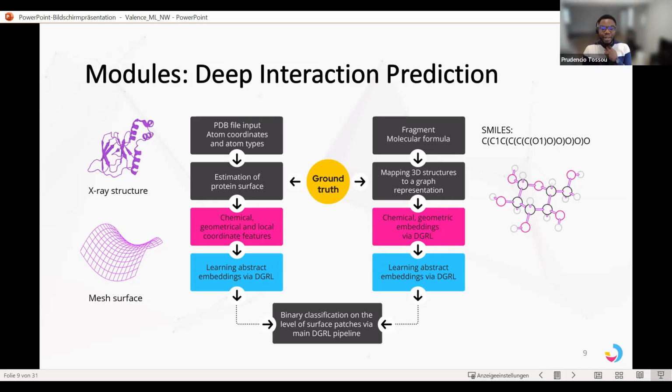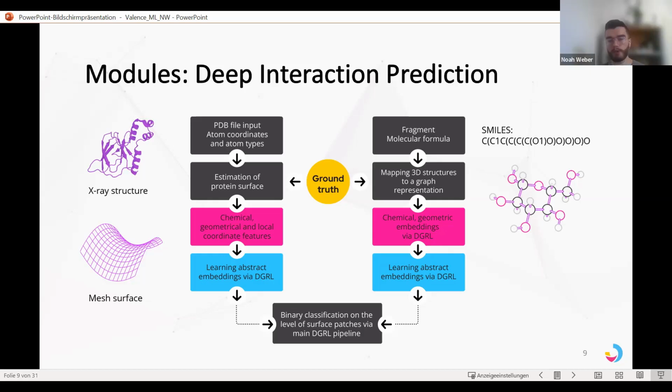So you are talking about predicting the interaction on a patch level, but you also said you take into account the whole structure. So I'm not sure how this works. Could you explain a bit more?